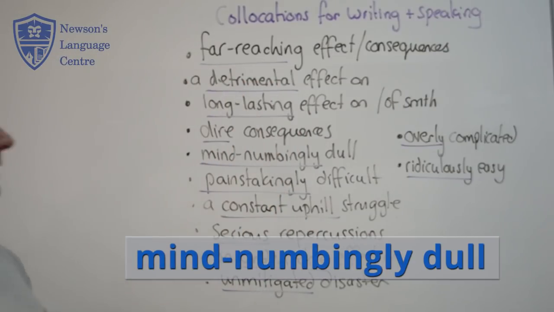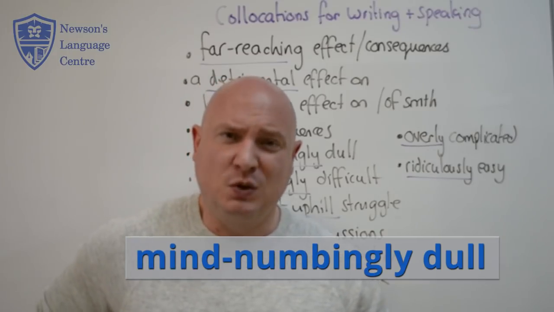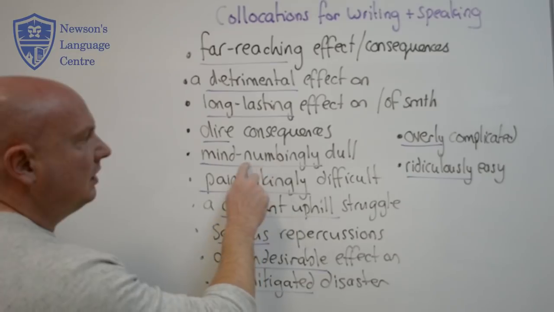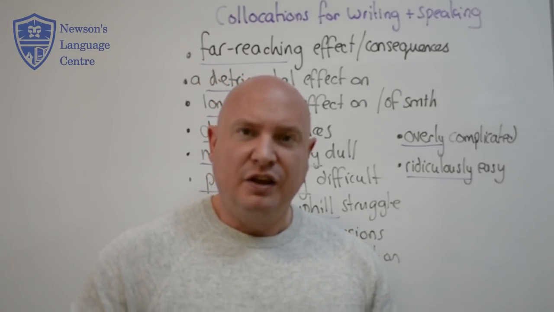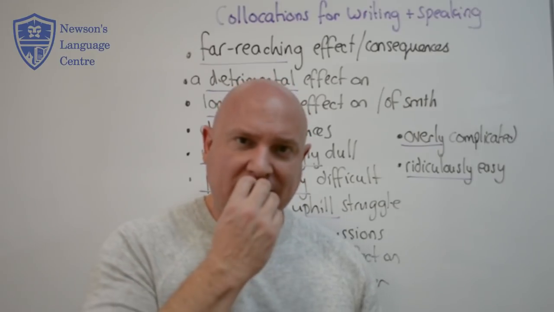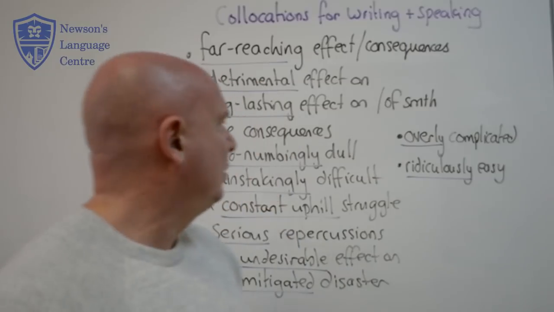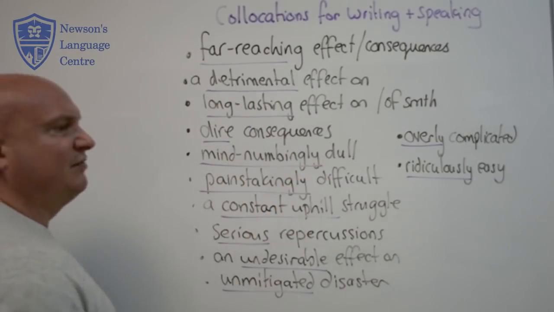Let's go to mind-numbingly dull. Now, you should probably use this more in spoken English because it's quite colourful. I like this because if you have a look here, you've got the word numb. Numb, like if your hand is really cold, you can't feel anything. Your hand is numb, or before they take your teeth out, they have to numb your mouth so you can't feel anything. So if you imagine that something numbs your mind, it means it's very boring.